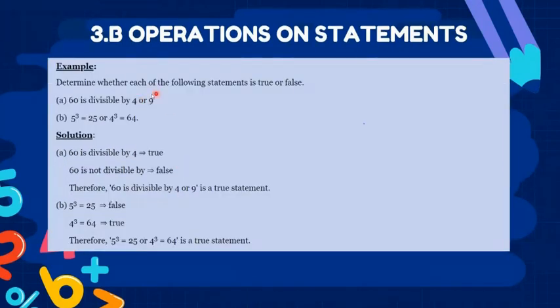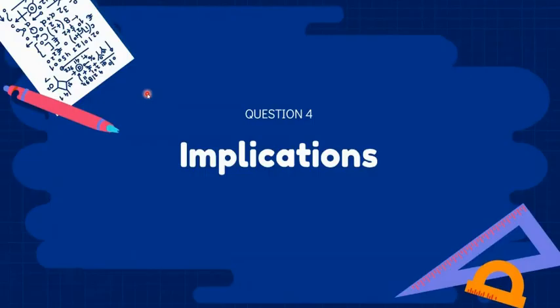And for "or", it doesn't have to be both of the statements true in order for the overall statement to be true. The only condition for the overall statement to be false is when both of the statements are false. Okay, so the next one is question 4, implications.